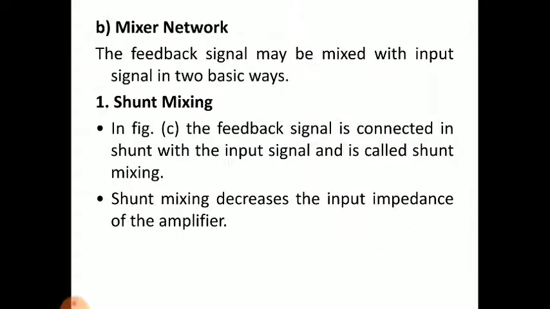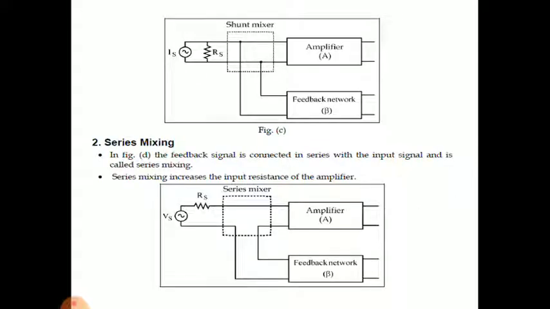Next is the mixing network. We have shunt mixing and series mixing. In shunt mixing, the signal is mixed in shunt, connected to the input side, so the shunting of the input resistance will result in a decrease of the input impedance of the amplifier. And in the case of series mixing, we have a series connection with the input impedance, so the overall input impedance of the amplifier circuit will increase.